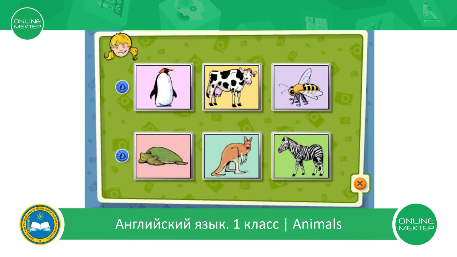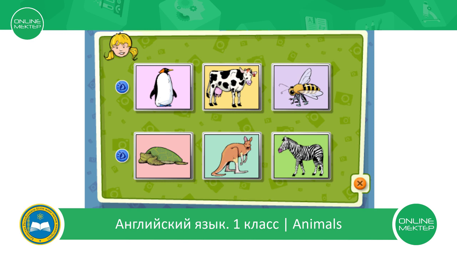Now, look at the pictures, listen, and repeat after me. Penguin. Cow. Bee. Turtle. Kangaroo. Zebra. Let's do the exercise.